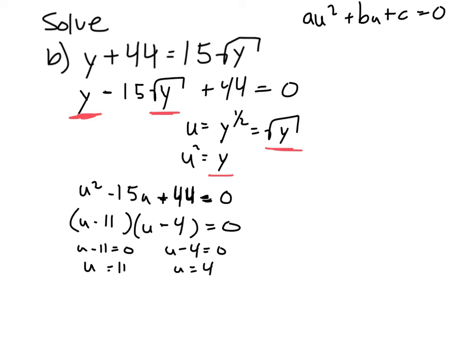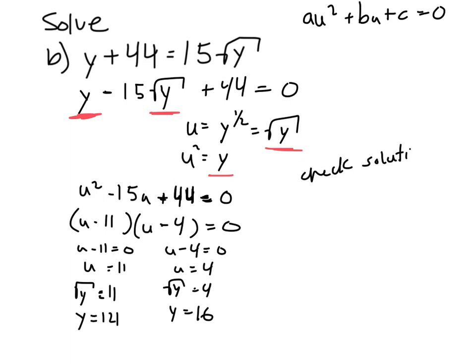Okay, so the goal is not to solve for u, the goal is to solve for y. So I'm going to plug in the square root of y, because that's what u is. U is the square root of y. And then I need to square both sides to solve for y. So y equals 121. And square root of y equals 4, so y equals 16. Okay. Those look like they could possibly be answers. Remember, it's super important to check your solutions. So let's do that now. Check to see if there are any extraneous solutions.